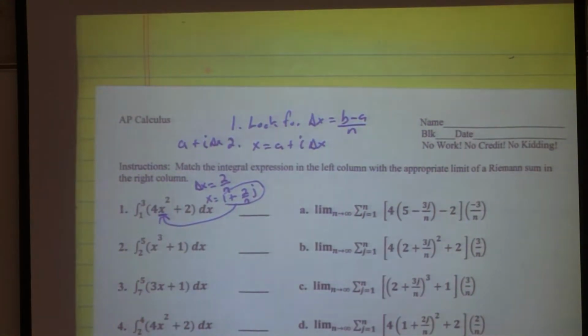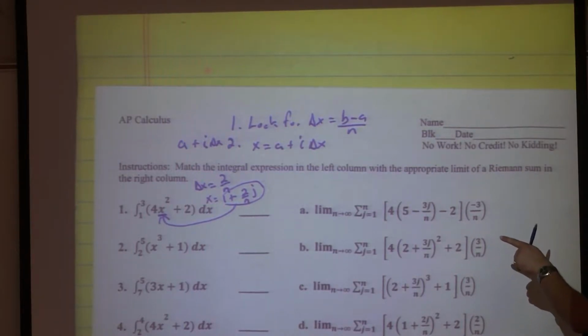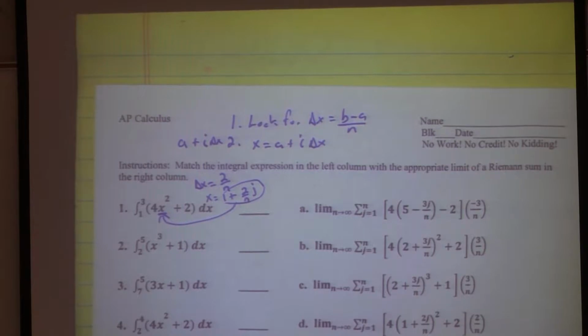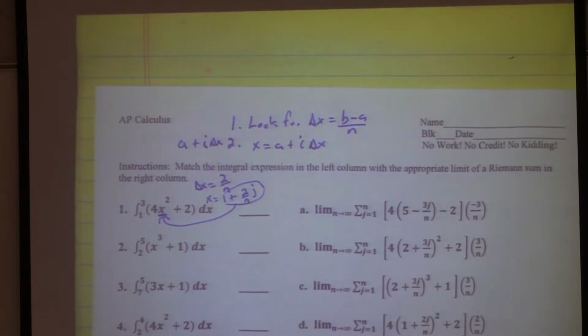We didn't work them out like this because we worked them out always in function notation, right? But if I said find f of 1 plus 2j over n, you would have to get that and plug it into the formula. So in this case, f of x is 4x squared plus 2. You would get all of this and put it in place of that x. So if I do those two things, which of them would be the answer, the one that would match to this integral here?